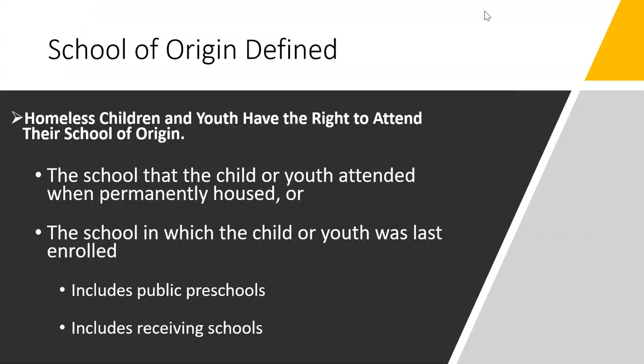So school of origin, how do we define that? For homeless children and youth, they have the right to attend that school of origin. So it's the school that the child or youth attended when permanently housed, or the school in which the child or youth was last enrolled. And so when we look at that, it can get a little tricky. So let's look first at receiving schools.